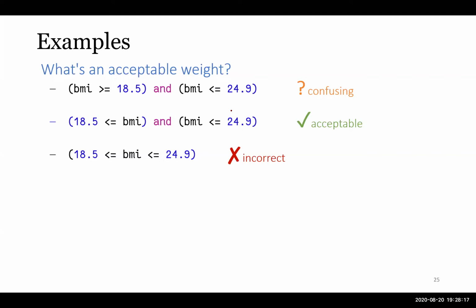This one is incorrect. Now, in some languages like Python, this is acceptable and correct. But this is not Python. This is C. So how does this work? Let me show you. Say you are trying to debug this. If your BMI is 20 and you run, this will become true. So wow, my answer is true, very good. But if your BMI is 10, you'll get false.